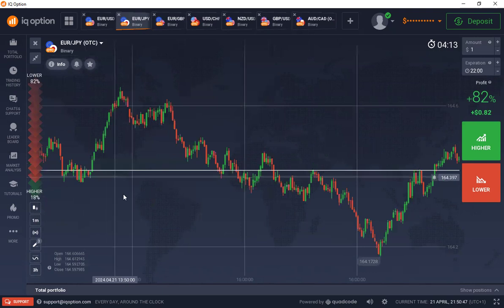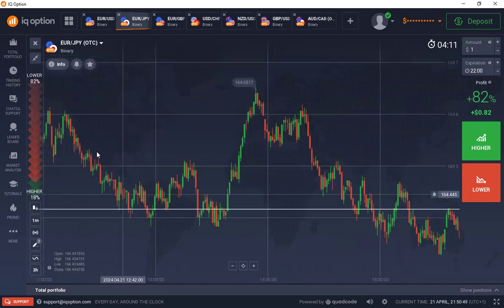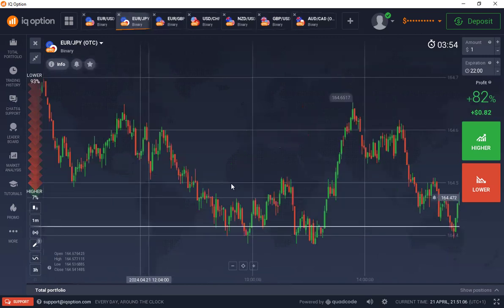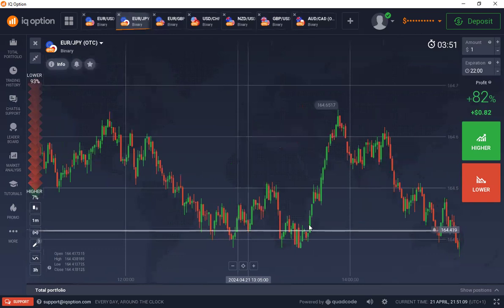This strategy works on any type of market, either OTC market or real markets. Also, it works on all platforms, either IQ Option or Quotex or Pocket Option, any other binary platform. Okay, so the same thing, you can see support right here.